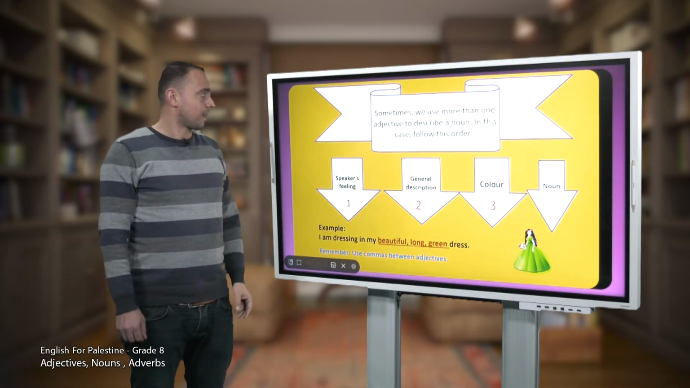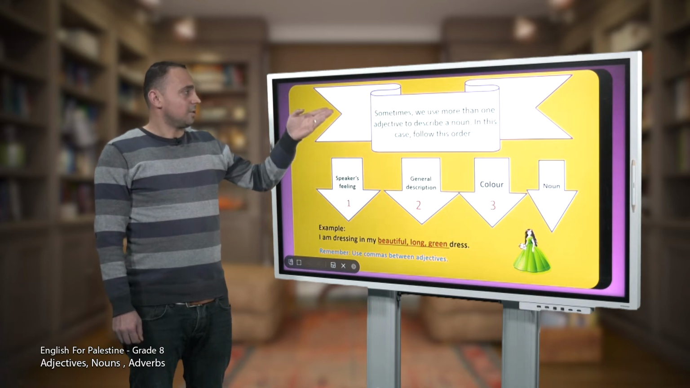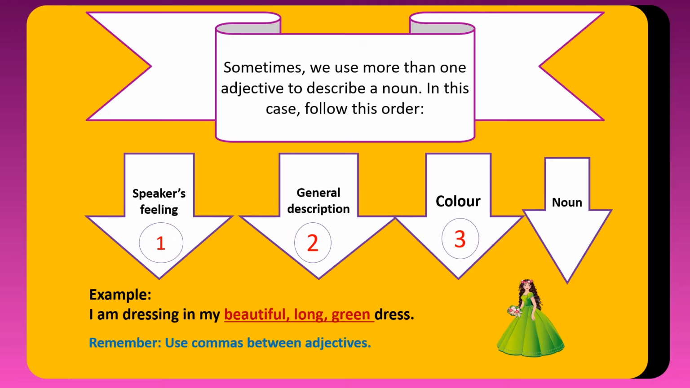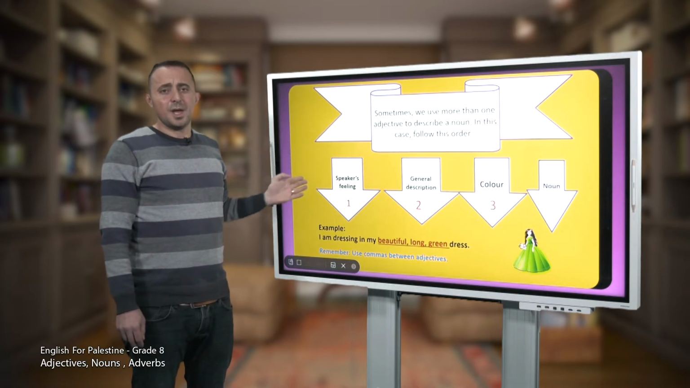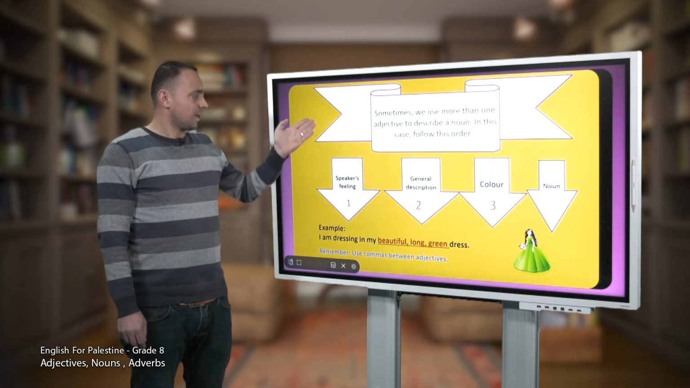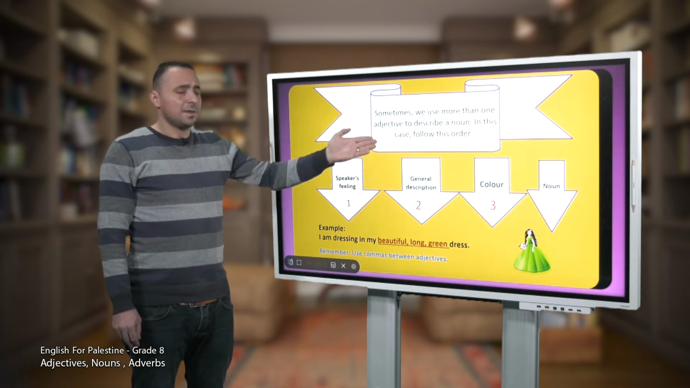Let's continue. Sometimes we use more than one adjective to describe a noun. In this case, follow this order. Look at the order that we use when we use more than one adjective. First of all, we have to start with the speaker's feeling, then the general description, and the color, and at the end, the noun. So, follow this order when you use more than one adjective. Speaker's feeling, general description, and then the color.